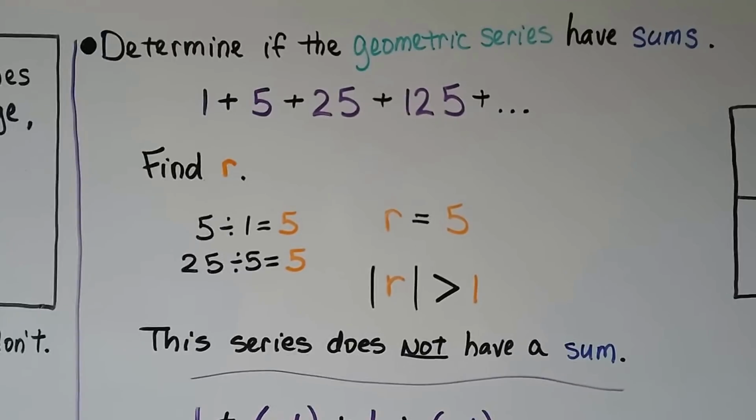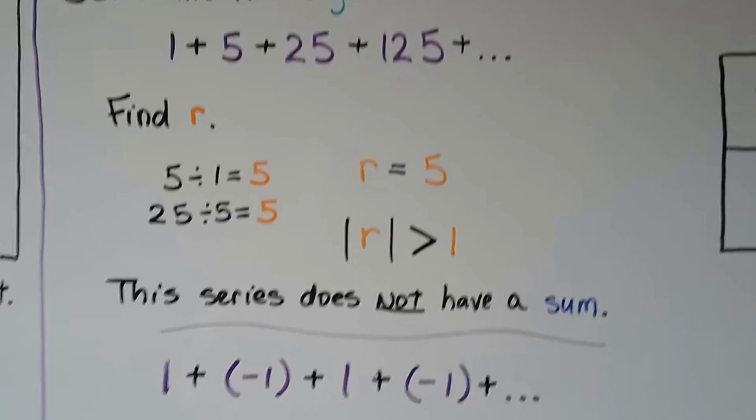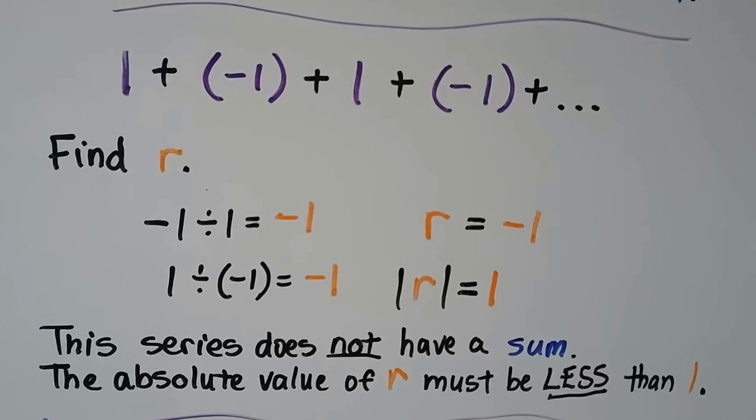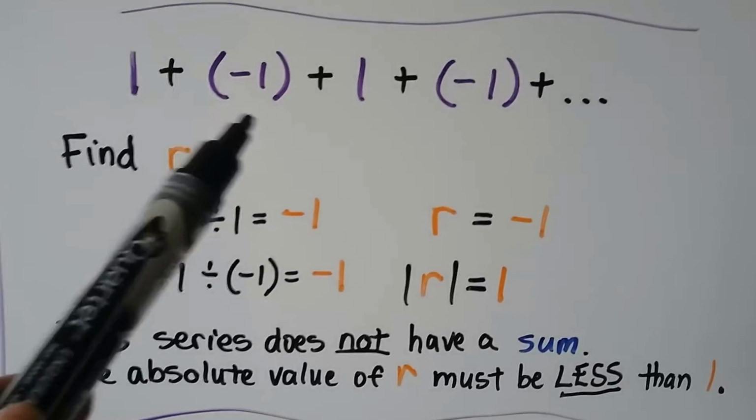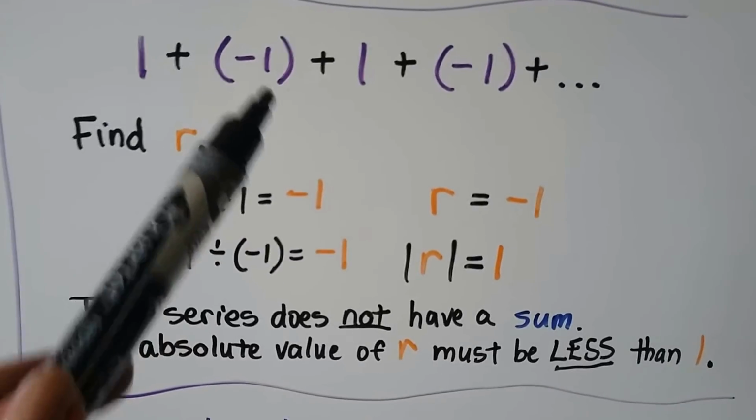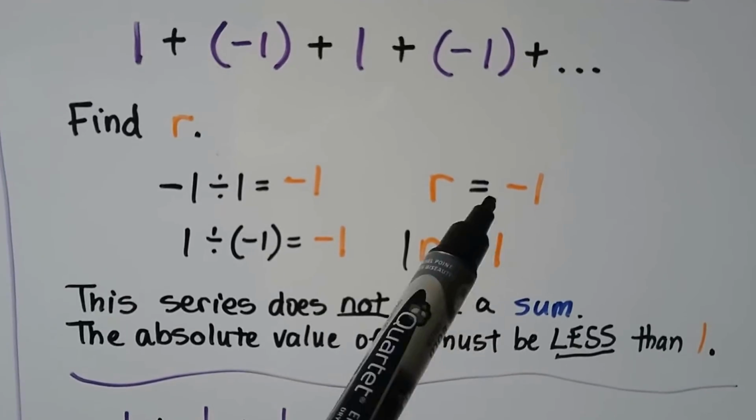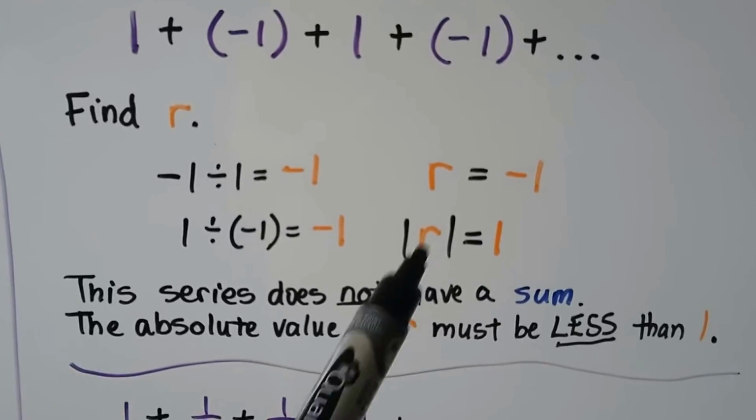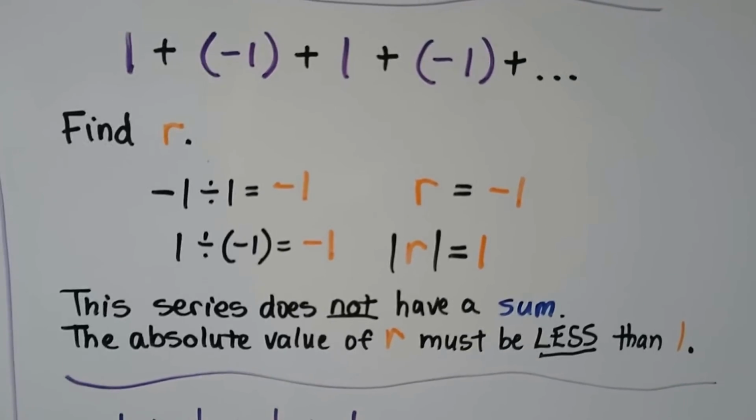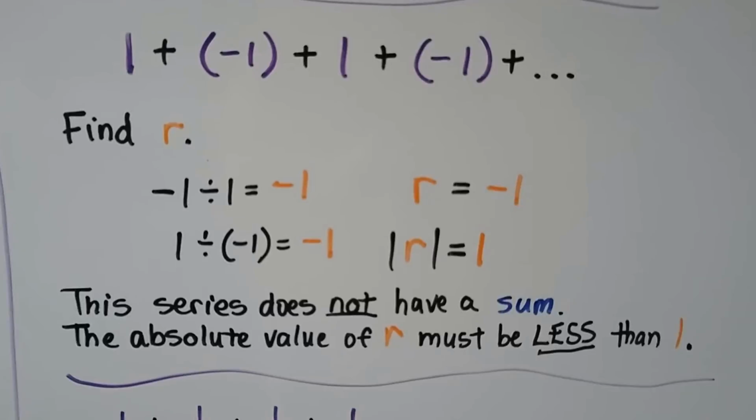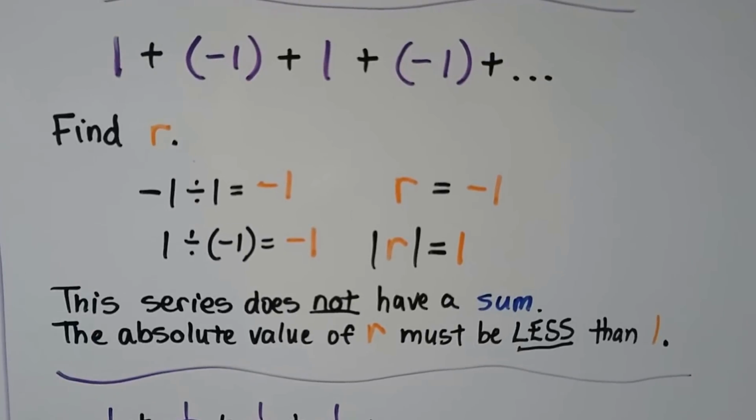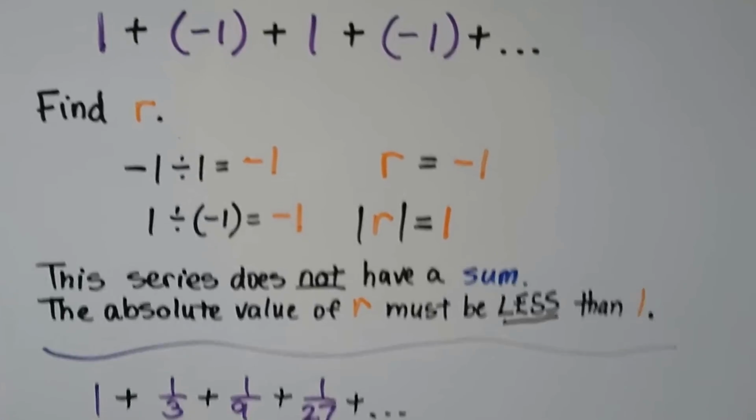It has to be less than 1, doesn't it? How about this one? We've got 1 plus negative 1 plus 1 plus negative 1. Well, negative 1 divided by 1 is negative 1. And 1 divided by negative 1 is negative 1. So r is negative 1. And the absolute value of r is 1. Now, this series does not have a sum. The absolute value of r must be less than 1. Can't be equal to it. So there's no sum. Okay?